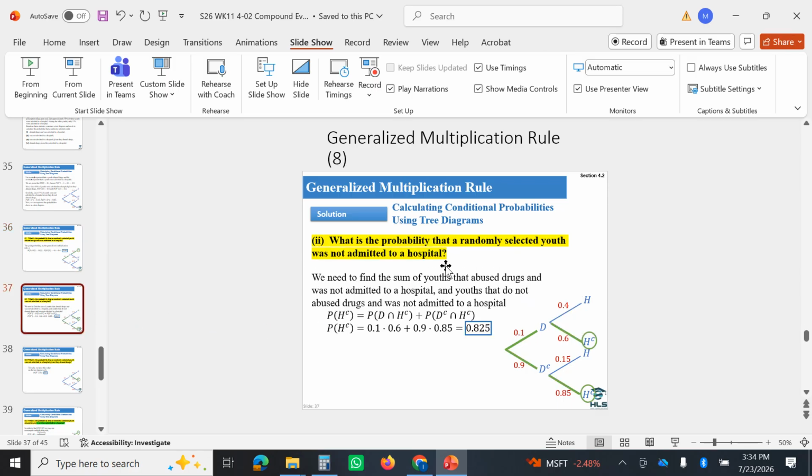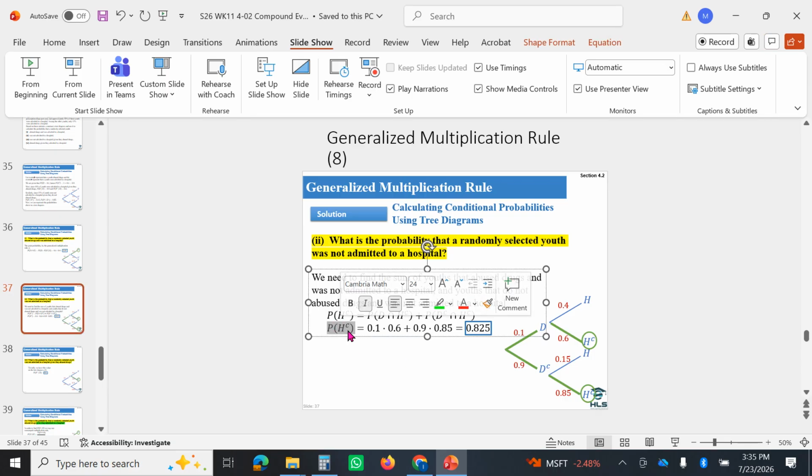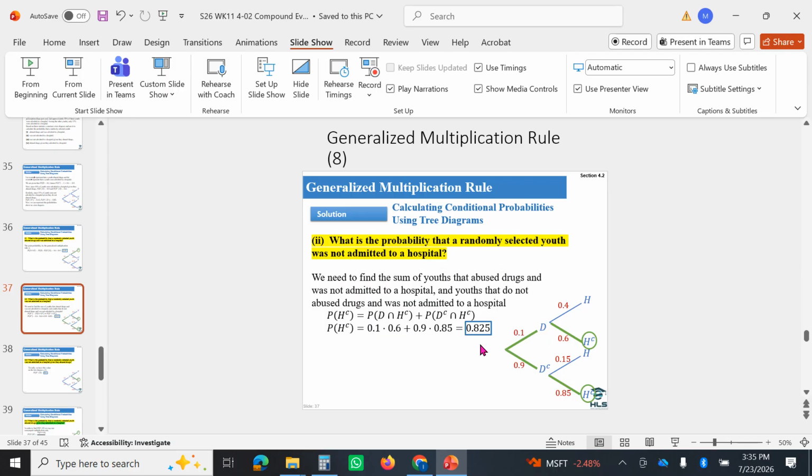Number 2, what is the probability that a randomly selected youth was not admitted to hospital? So this is anyone, drug abused or not, who went to the hospital. You just multiply these up: 0.1 times 0.6 plus 0.9 times 0.85. Do the mathematics and you get the probability of not going to the hospital. Remember, that was the complement of going to the hospital, 82.5%. So in fact, there's a 17.5% chance of randomly choosing a youth that has gone to the hospital.